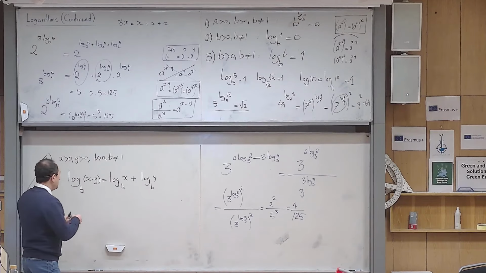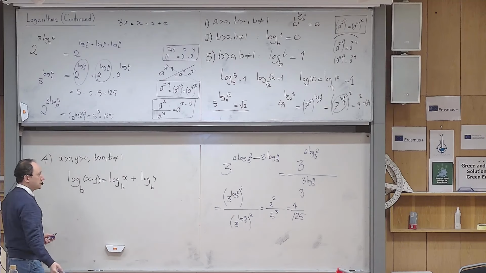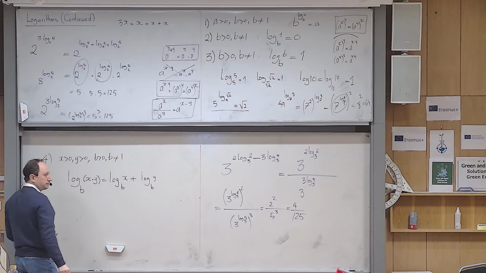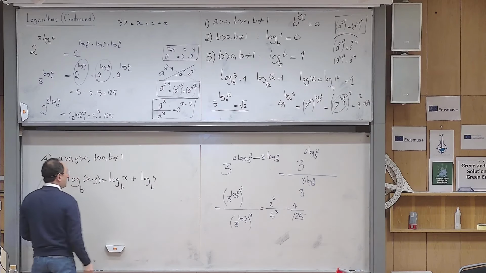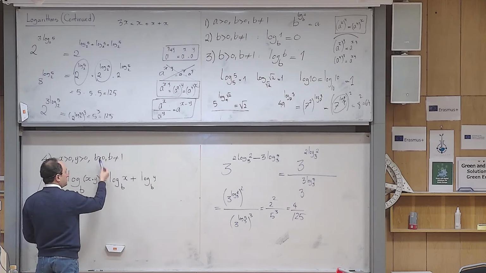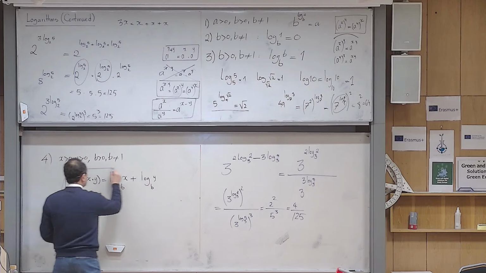So, extremely important formula. Why should these conditions be satisfied? Because it is clear: x appears in front of a log, so it should be positive. y appears in front of a log, it should be positive. b appears for the base, so it should be not only positive, but not equal to 1. So this is an extremely important formula.